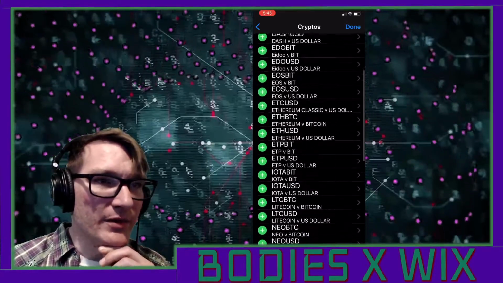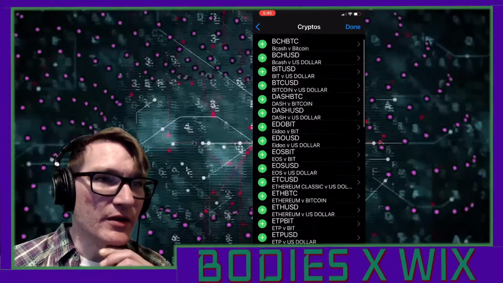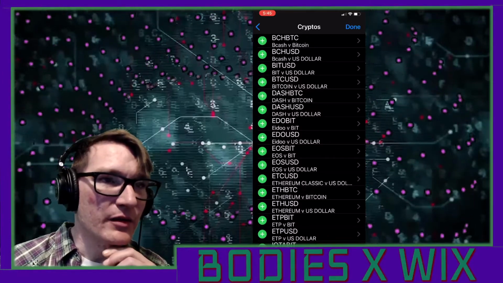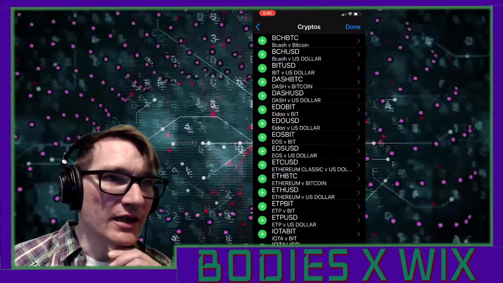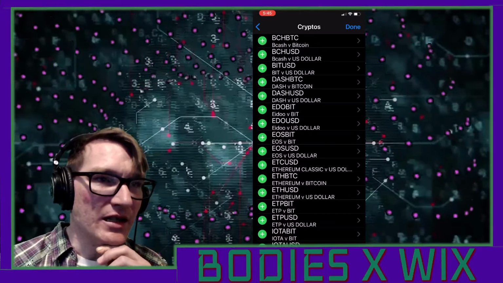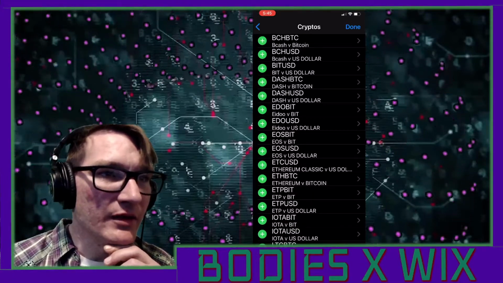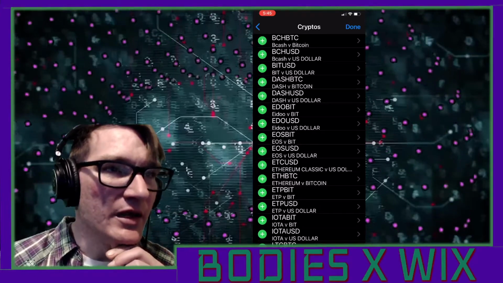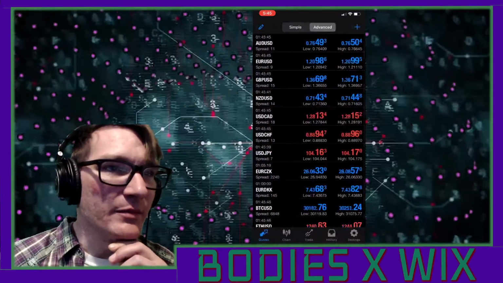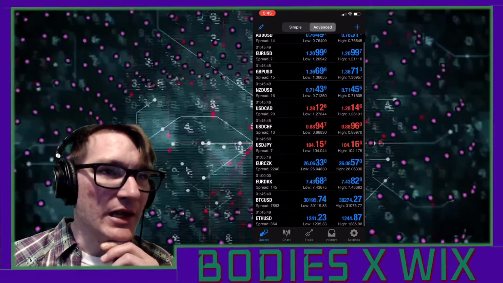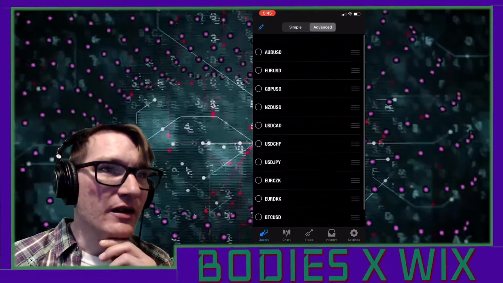Here is your crypto. It has a ton of crypto, as you can see. It even has crypto crosses, right? You can trade crypto crosses like ETH, BTC, or let me see here, I know it's another one, IOTA Bit. I don't even know what Bit is. And then what you do is hit the plus sign, you add them. It adds them to your home page there, right?